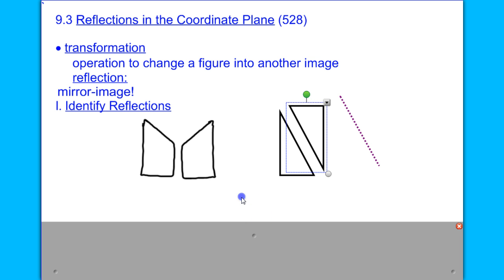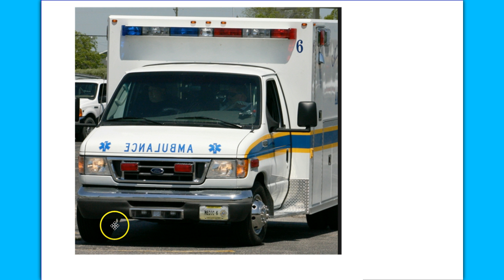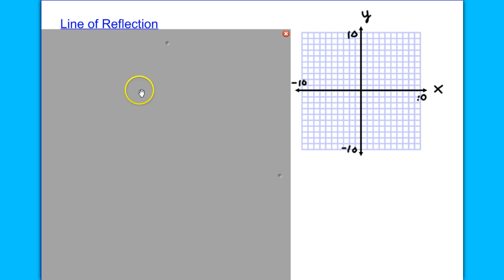We're not going to do that, but you will do that in geometry. We may have a little taste of it, but nothing in depth this year. Okay, let's see about the math behind a reflection now.